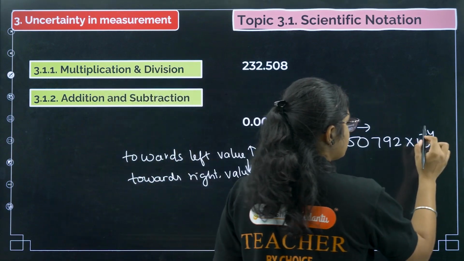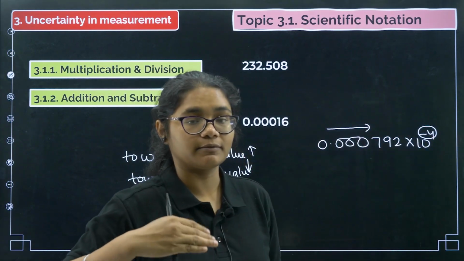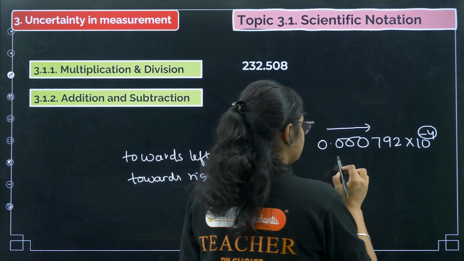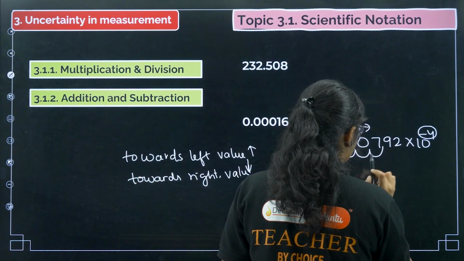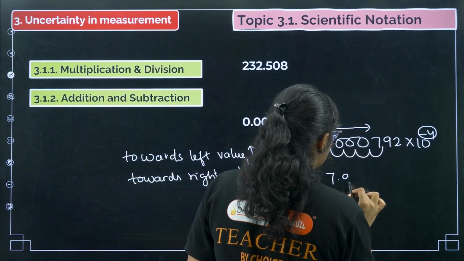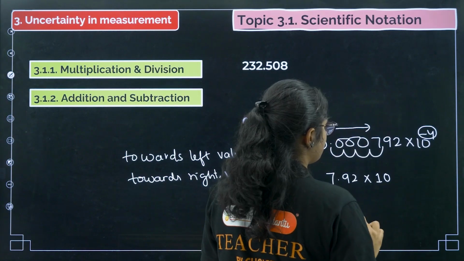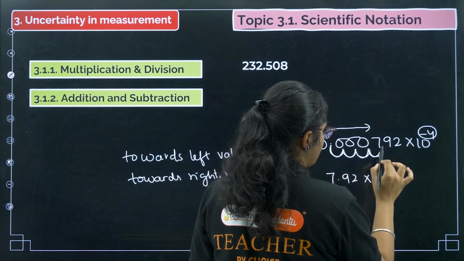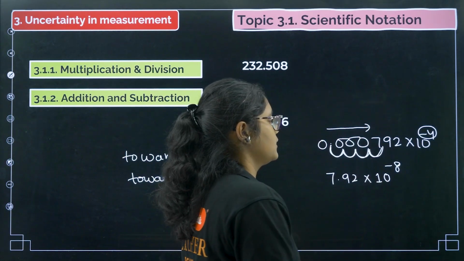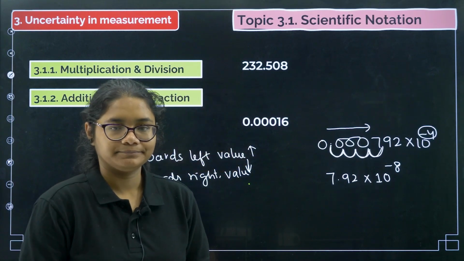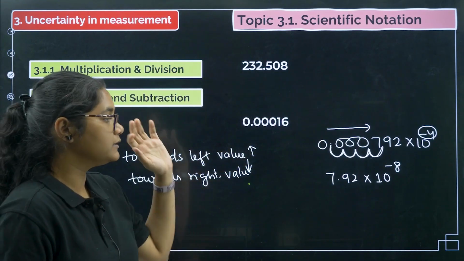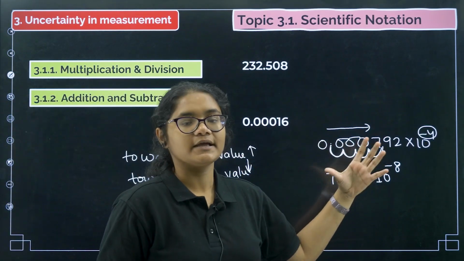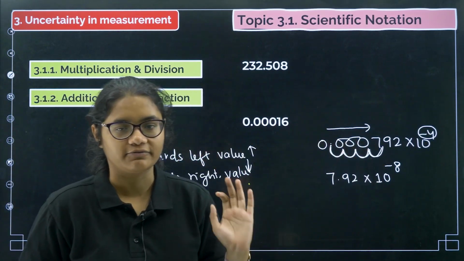So what should be the value decrease? From minus 4, if you decrease the value, it will become minus 5, right? Then minus 6. So value will decrease in that order. So I need to put decimal here, right? So it will become 7.92 into 10 to the power of minus 4 was already there, now minus 5, minus 6, minus 7 and minus 8. Getting? Okay, so that is how you can find the scientific notation. So these big numbers can be easily represented using the scientific notation.